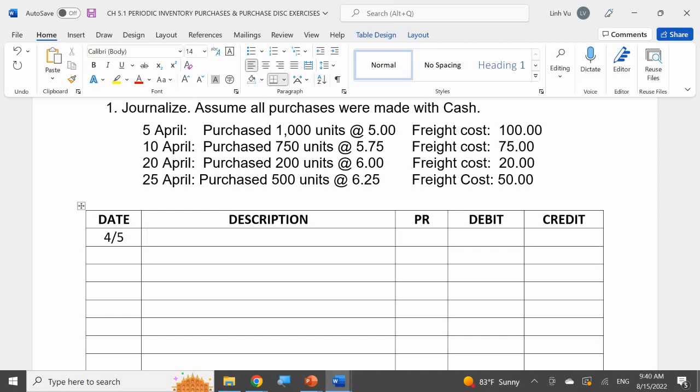That would be 5,000. What account am I going to be using? Accounts payable? Not accounts payable. How do I record that I'm purchasing periodic inventory?